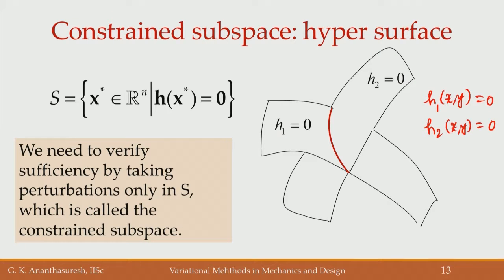So, these things will be there at some value. You have h1 equal to 0, h2 equal to 0. Then since both constraints have to be satisfied, we get this thing which is the intersection of those two. That will be the hypersurface we talk about. We call it a surface, here I am showing it like a curve.